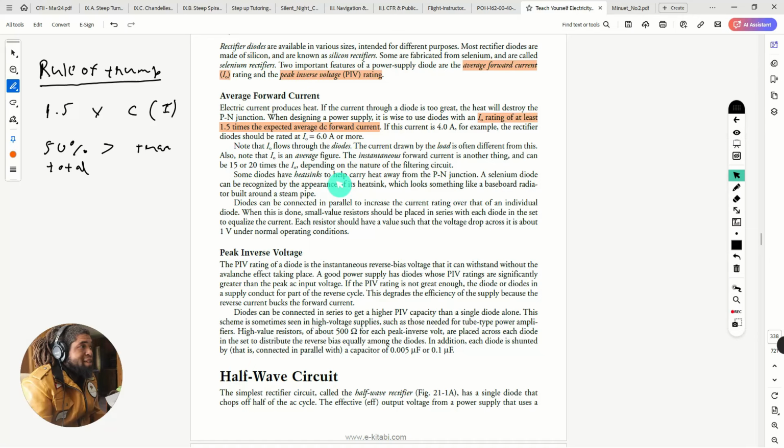Some diodes have heat sinks to help them carry the heat away from the PN junction. A selenium diode can be recognized by the appearance of a heat sink, which looks something like a baseboard radiator built around a steam pipe.